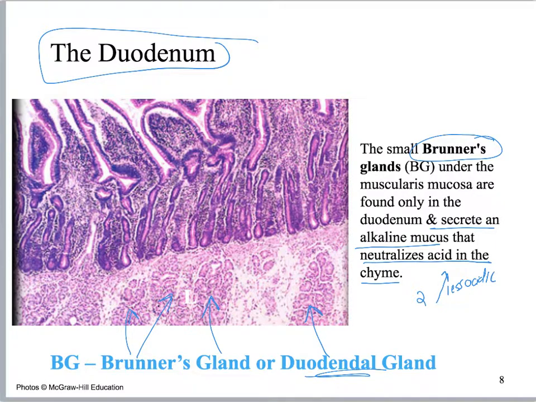Okay, so remember how the pH scale works. If you've forgotten, go and look it up. It's super important, okay? And we do that because if you don't, your stomach acids in the chyme will start to digest your duodenum and eat delicious little holes in them, okay?